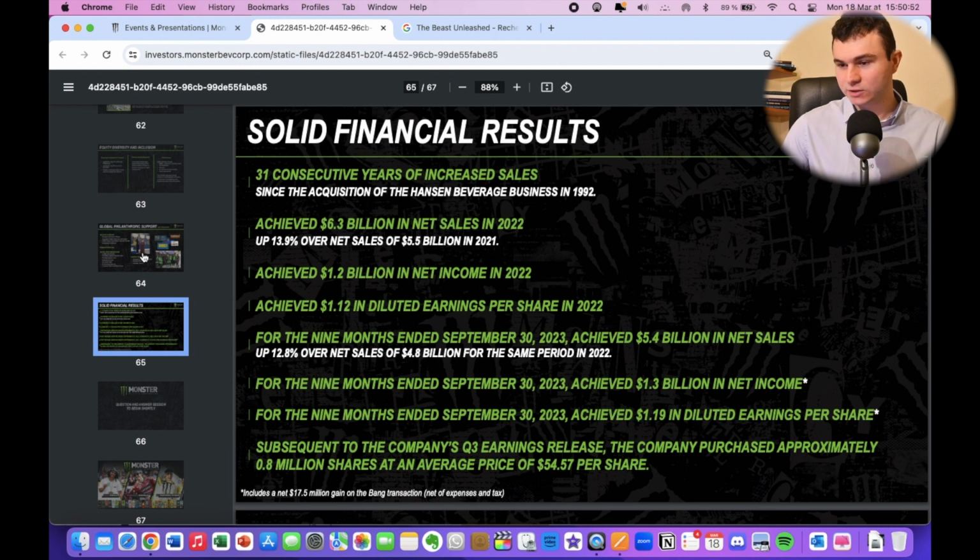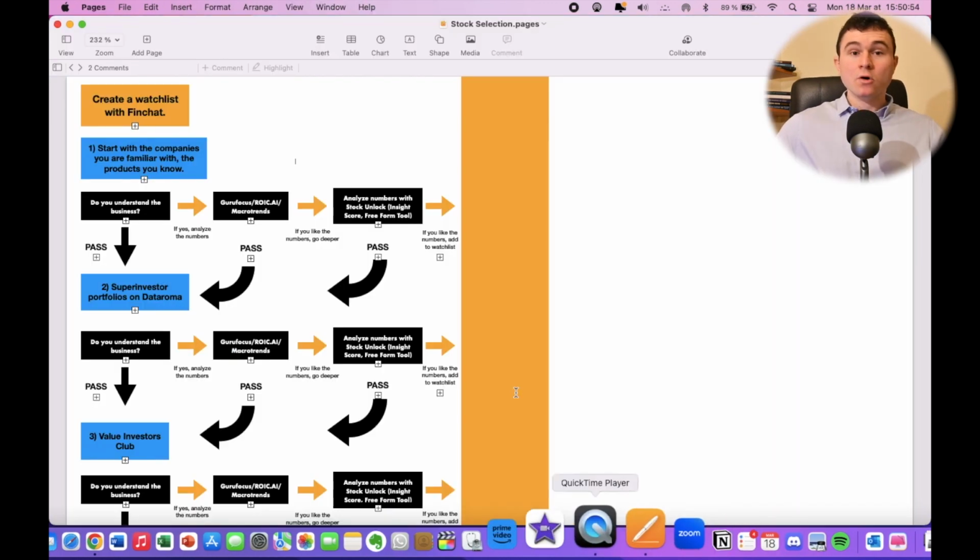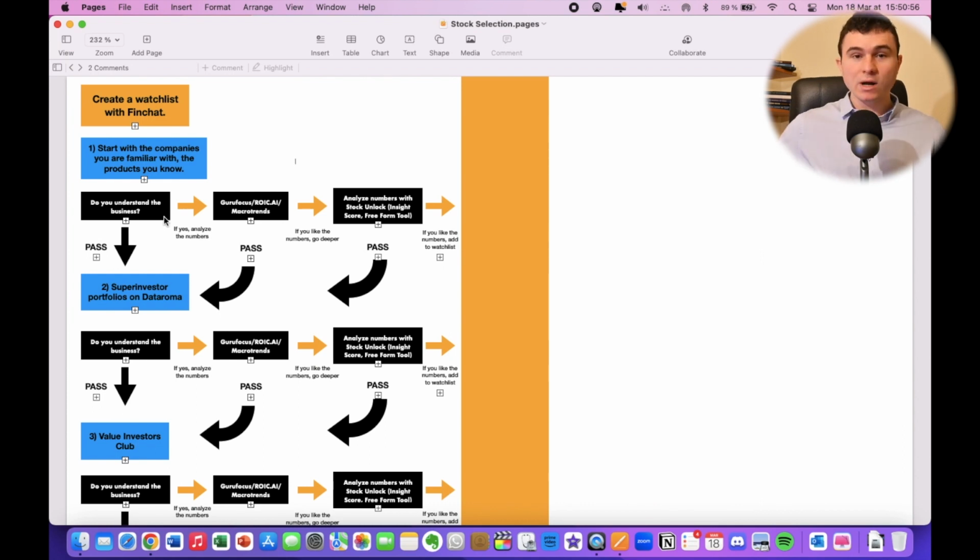So let's go back to our template. Do we understand the business? Seems correct to me. Well, it seems simple to me. I don't know for you guys, but it seems quite easy to understand for me. They sell different flavors of energy drinks. Okay, if yes, analyze the numbers: GuruFocus, ROIC.ai, and macro trends.